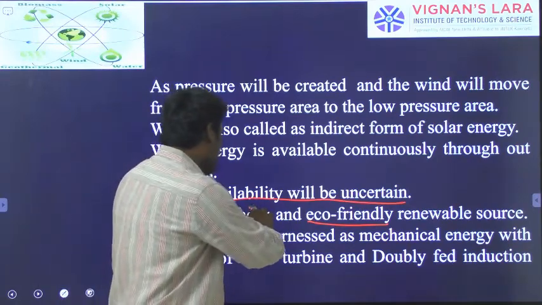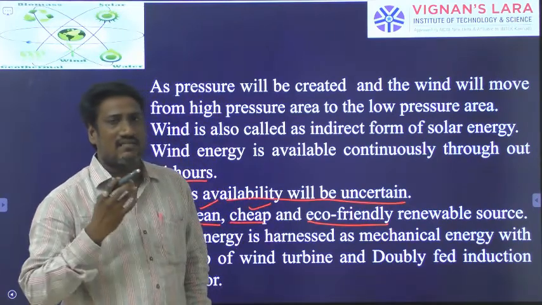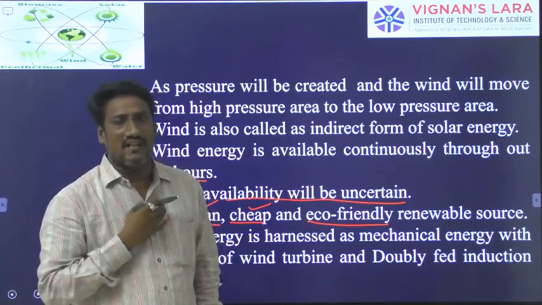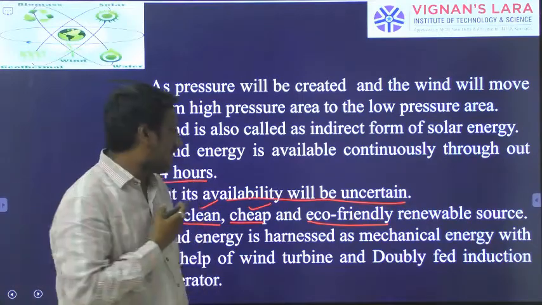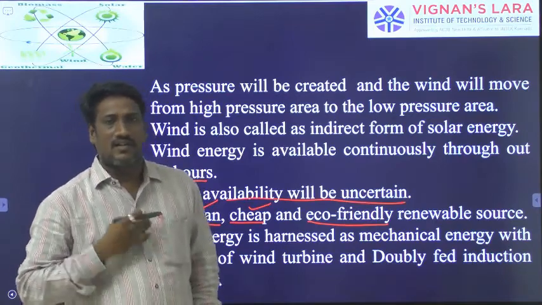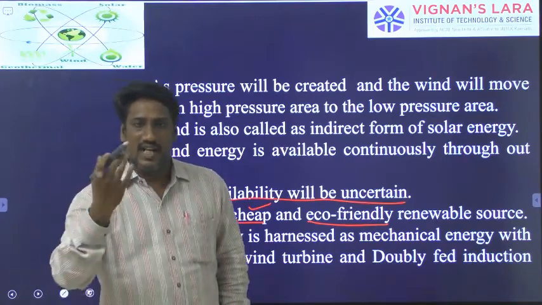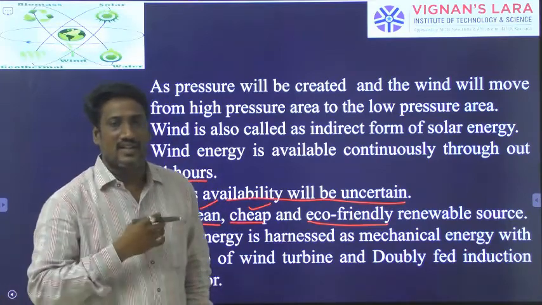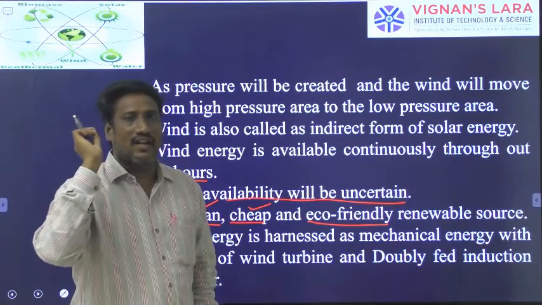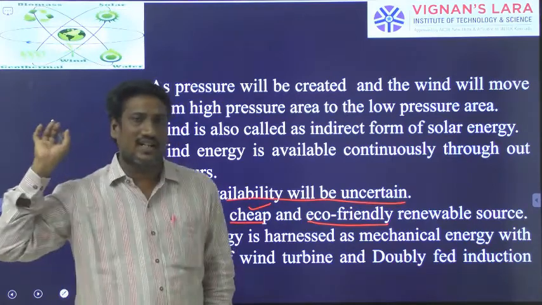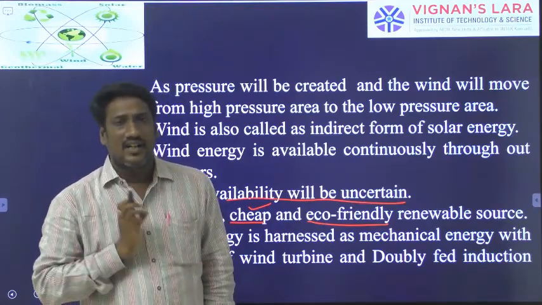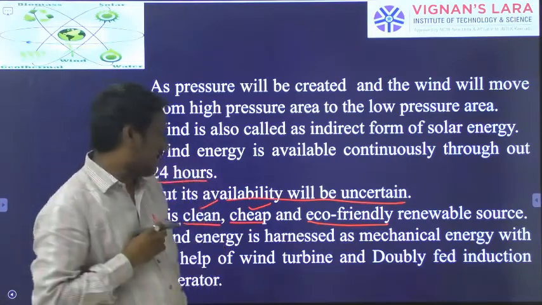The second one is cheap. Electrical energy from wind is very cheap because the fuel cost of wind energy is zero. It is naturally available. Wherever wind is available, there we construct the plant. Whereas if you go for a thermal power plant, you have to buy coal. If it is a gas power plant, you have to buy gas. Oil-based power plants need oil. Like that, some fuel cost is there, but here, zero fuel cost. As there is no fuel cost, the electrical energy generated by wind power plants will be cheap.